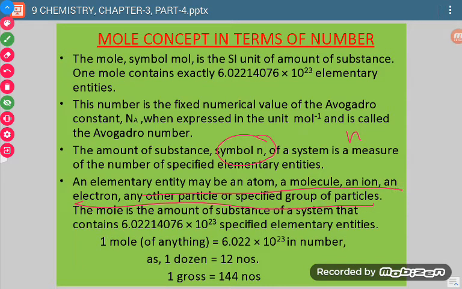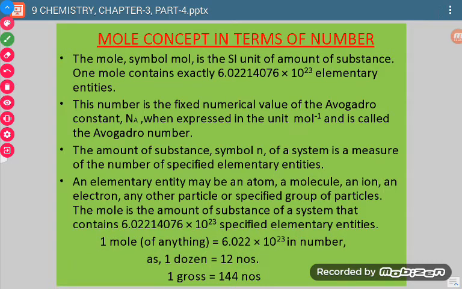The meaning of this line is that just like we say 1 dozen, it only means 12 in number. If we say 1 gross, then it means 144 in number. Similarly, 1 mole, it may be anything, is equal to this much in number. Just like we say 1 dozen of bananas, it means 12 bananas. If I say 1 mole of bananas, then it means 6.022 into 10 raised to power 23 bananas. So what is a mole now? Mole is just a unit for counting particles.